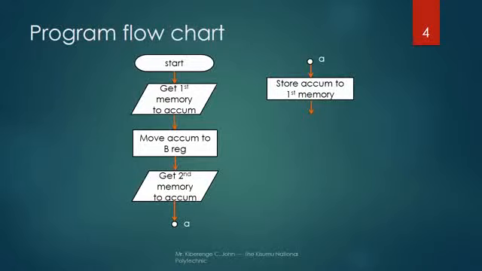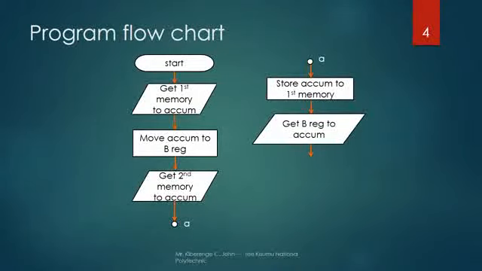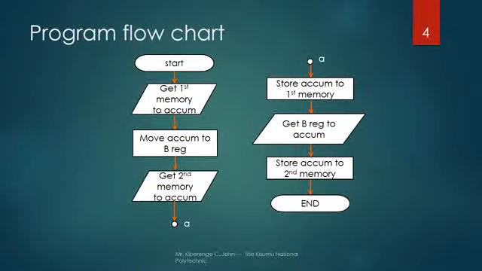So the next step would be to store what is in the accumulator, that is what we got from the second memory, into the first memory. Then we get what was in the register to the accumulator and take it to the second memory, then we end the program. So here we see we have effectively swapped what was in memory 1 into memory 2, and what was in memory 2, we brought to the first memory.